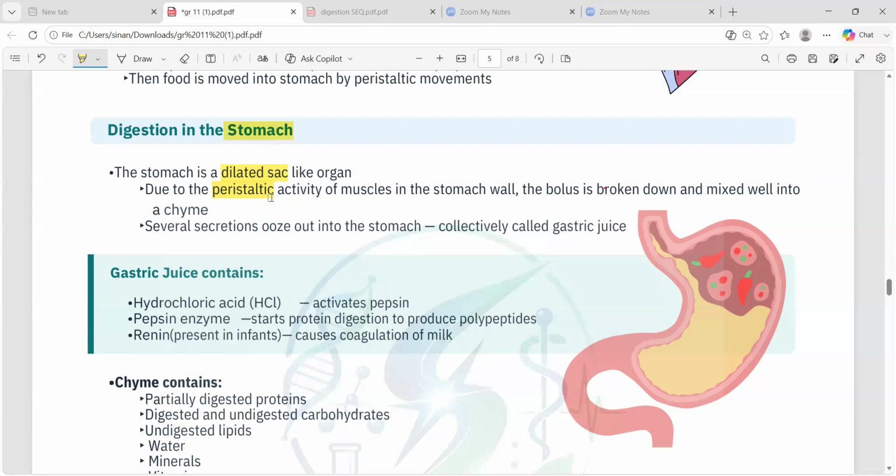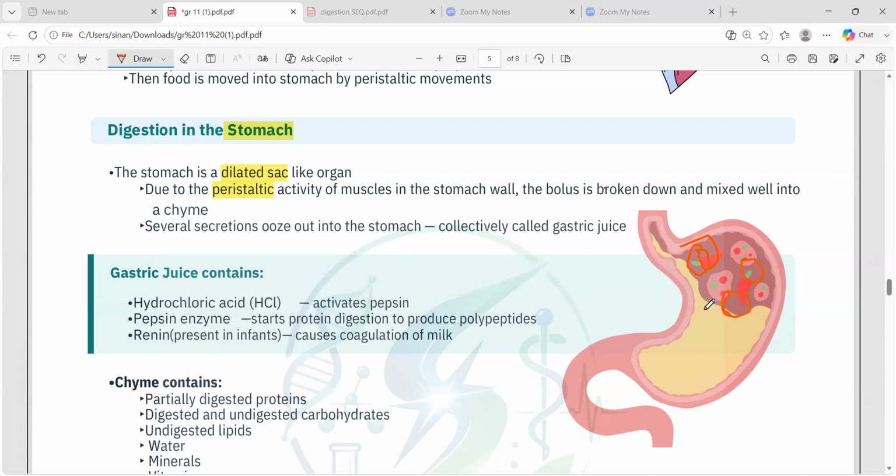And now the food bolus is there. Now this large food bolus will come down into the stomach. When the large food bolus comes down into the stomach, due to the peristaltic movement, due to the contraction and relaxation, this food bolus will be broken down into what? Small particles. And then this will be mixed well with the gastric juice. Now we are studying a type of juice which is mainly secreted by the stomach wall. This yellow color part is there. This is that juice.